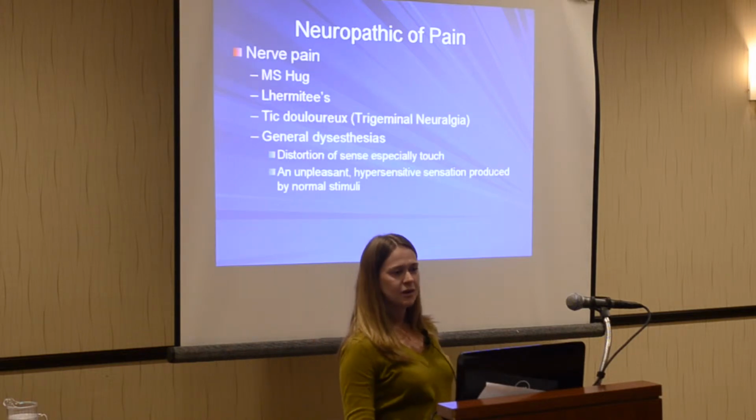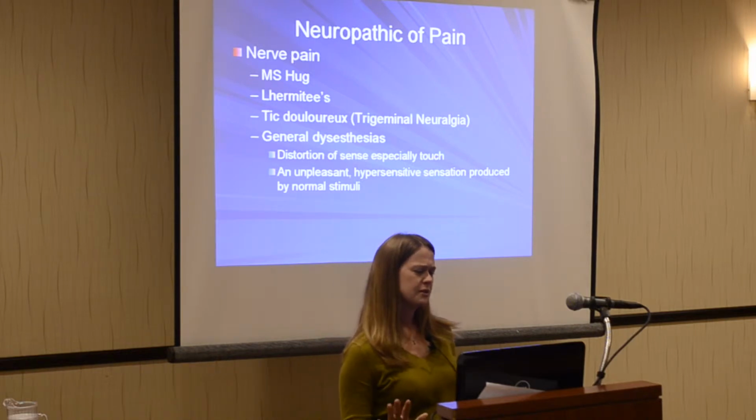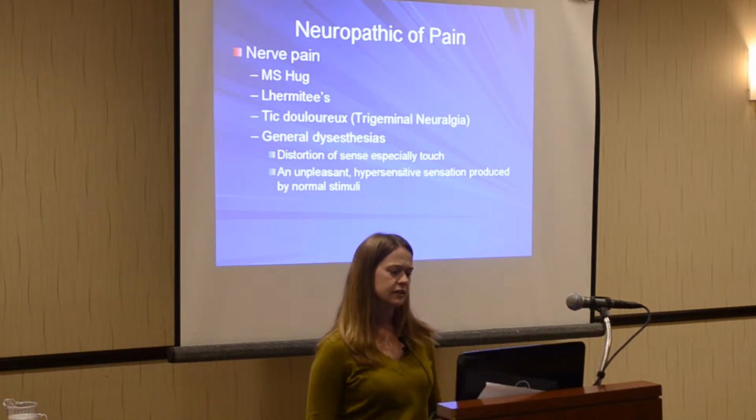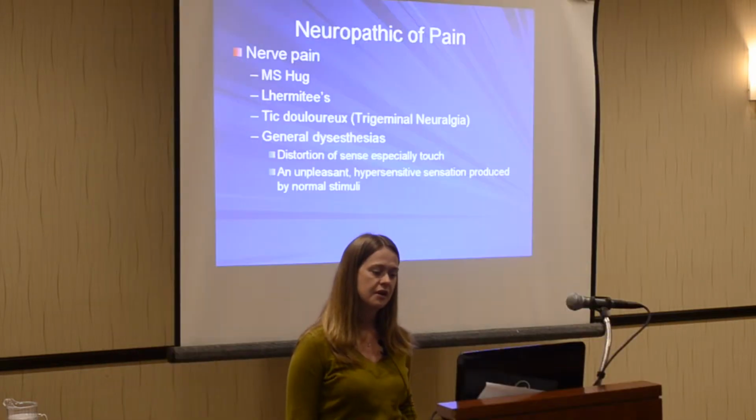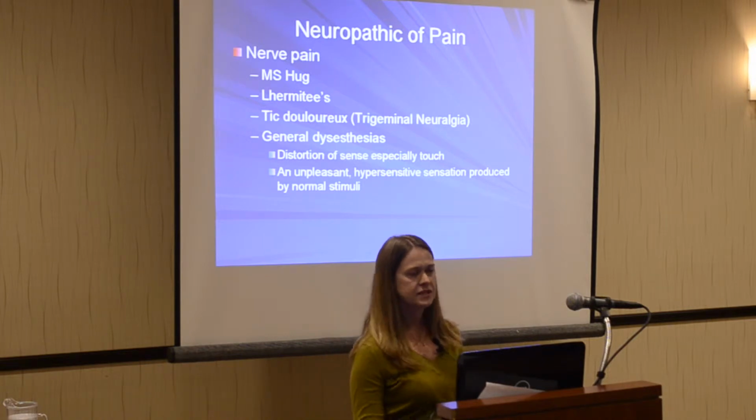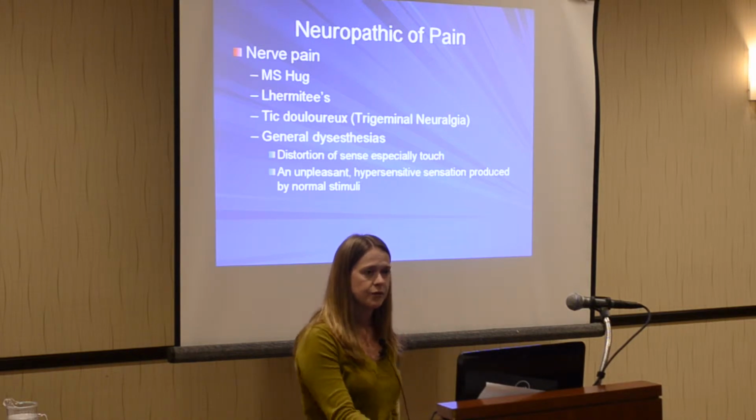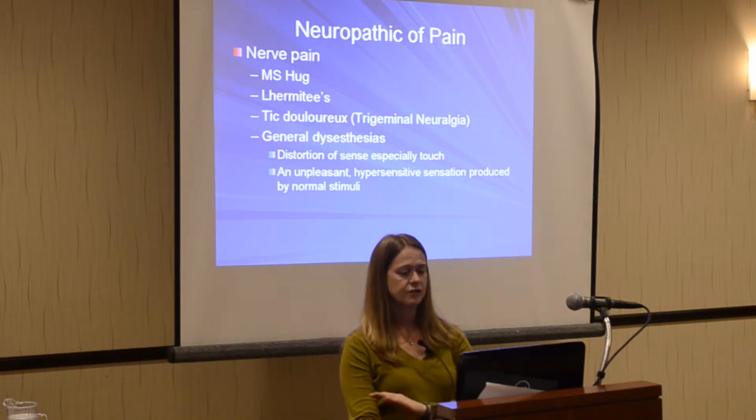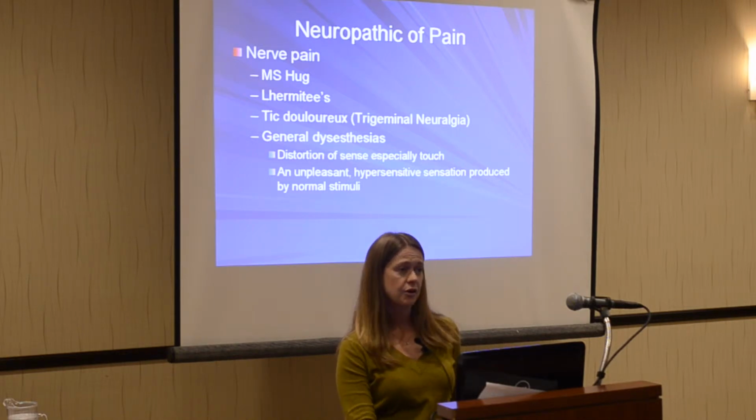So these are the types of pain that we're going to be talking about primarily today. The first three are rather short. I would say most pain generally falls into the last one, which is general dysesthesias, which is a big word for nerve pain. And I'll get into the sensations that you feel with these types of pain. Dysesthesias is a distortion of sense, especially touch. It can be just a light touch over your arm that can induce an intense impulse, or it can be pain for no apparent reason.